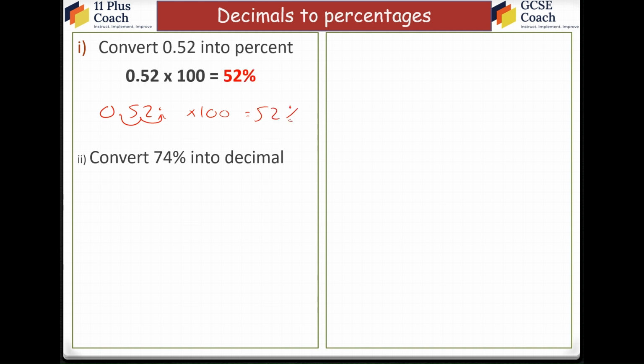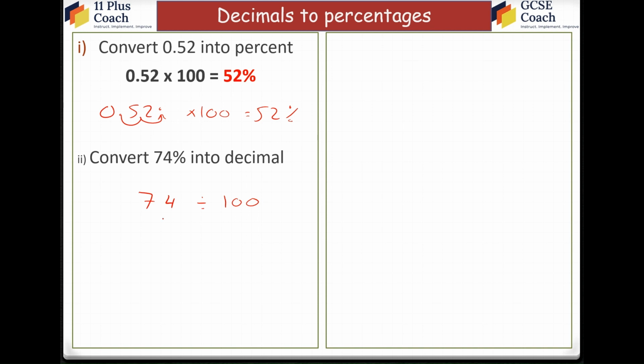Now, the next question is convert 74% into a decimal. Remember, to go from percentages to decimals, you simply divide the percentage by 100. So in this case, it will be 74 divided by 100. If you times by 100, you move the decimal point two places to the right. So the reverse of that will be divide by 100, so move the decimal point two places to the left.